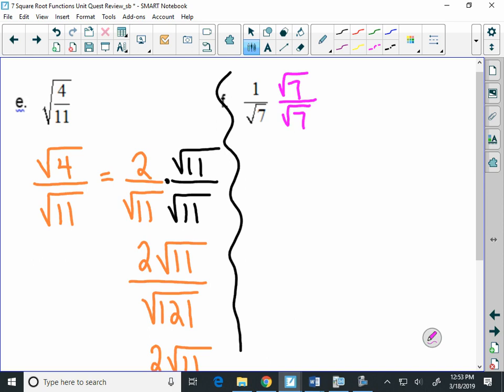And 1 times the square root of 7 is the square root of 7. Square root of 7 times square root of 7 is square root of 49. But again, ultimately our goal is not to have a radical in the denominator. Can we take the square root of 49? And we can. We end up with the square root of 7 divided by 7.